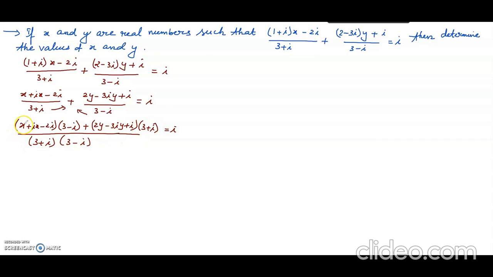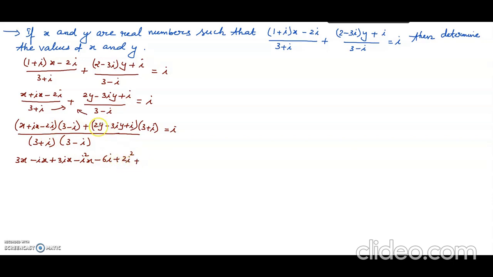So let us now multiply first 3 minus i. We will multiply both the terms with x. x into 3, x into minus i. Then ix into 3 is 3ix. ix into minus i is minus i square x. Minus 2i into 3 is minus 6i. Minus 2i into minus i is plus 2i square.